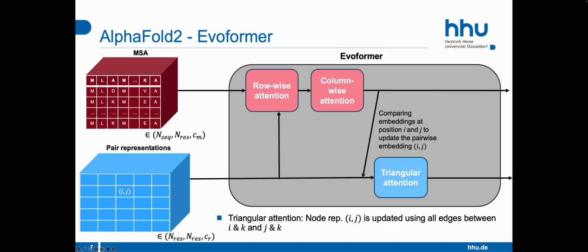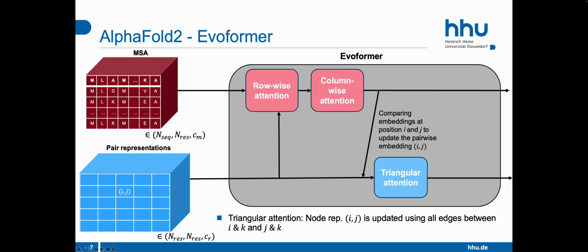Afterwards, the pair representations are updated using a so-called triangular attention. The representation IJ, representing a pairwise representation between amino acid I and amino acid J, is updated using all representations between I and K and between J and K, where K can represent any amino acid in the sequence. On the next slide, we are looking at the triangular attention in a little bit more detail.